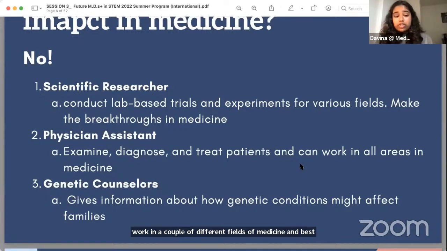Or you could perhaps be a genetic counselor. So genetic counselors usually advise families that have perhaps children or loved ones with genetic conditions, and they make sure that they inform them on how genetic conditions might affect families, etc.